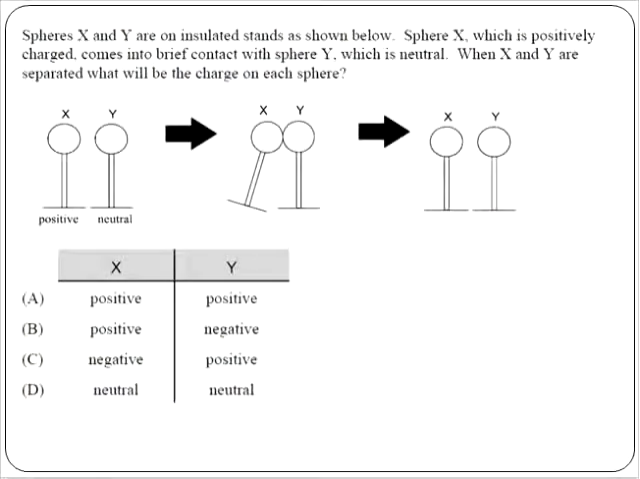Okay, here's another one. Sphere X and sphere Y are on insulated stands as shown below. X is positive, Y is neutral. And sphere X, which is positively charged initially, touches sphere Y. If X and Y are then separated again, what will be the charge on each sphere?